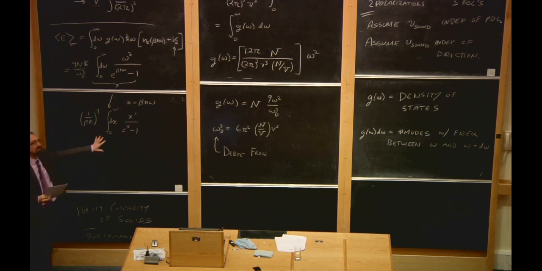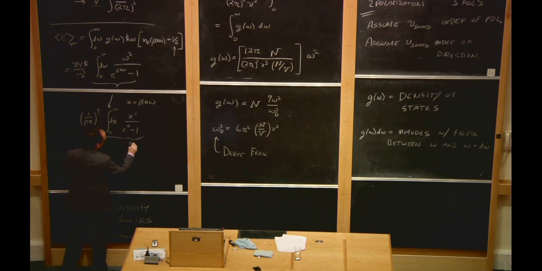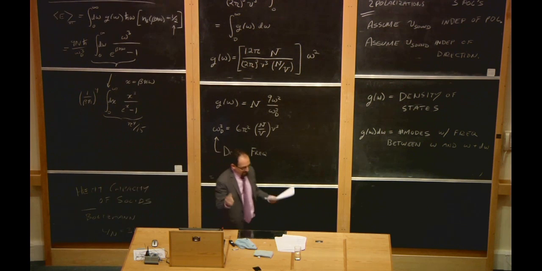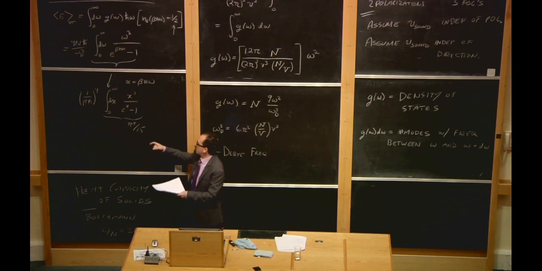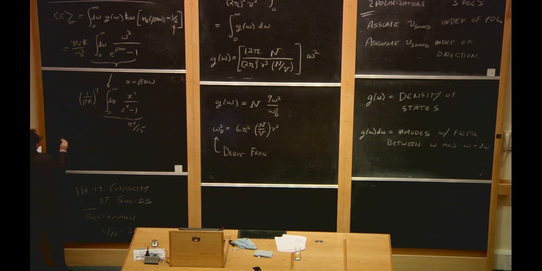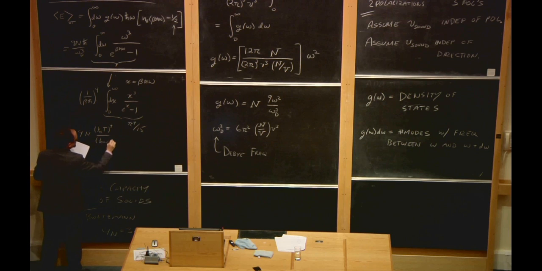And I promise you, no one is ever going to ask you to evaluate this integral. It's just some number. The number happens to be pi to the 4th over 15. And if you really want to know where that number comes from, it's in the appendix of one of the chapters of the book. And don't you hate it when someone says you can go read the book? But in fact, it's not so important. It just gives us a known number, so we can put that number in and get the end result that the total energy in the box is 9n kBT to the 4th, divided by h bar omega Debye cubed, times this factor pi to the 4th over 15.